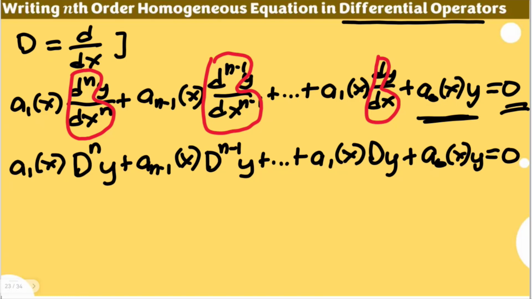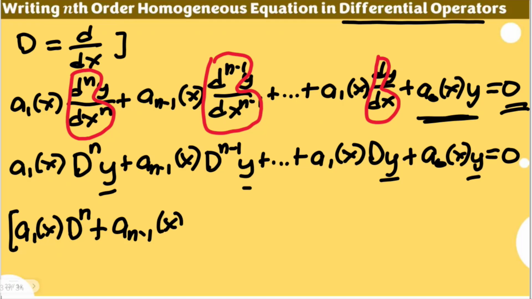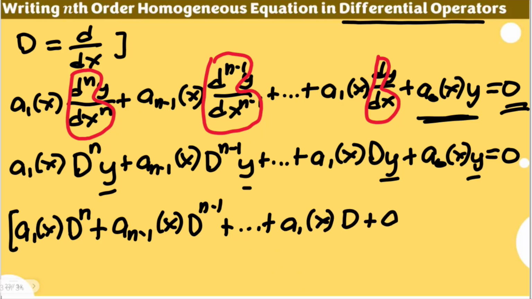The point here is when we write it in differential operator, we can open the idea of auxiliary equation that will allow us to solve the homogeneous differential equation in nth order. But before this, we can actually factor out y, because y is present in all terms here. So when we factor out y, it would be even better writing this a sub n of x D to the power of n, plus a sub n minus 1 of x D to the power of n minus 1, plus dot dot dot, plus a sub 1 of x D, plus a sub 0 of x, times y equal to 0.